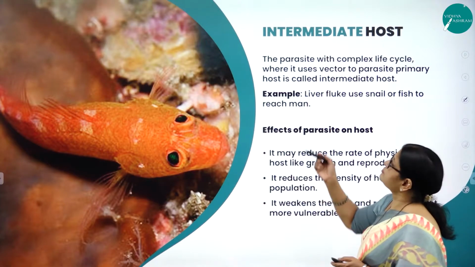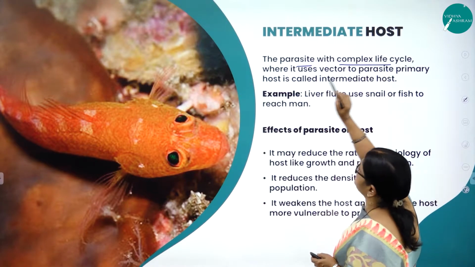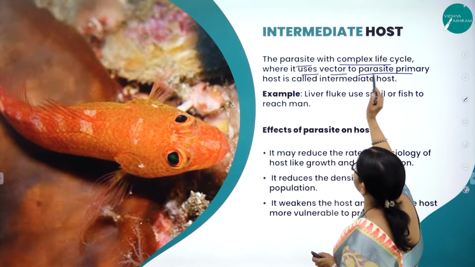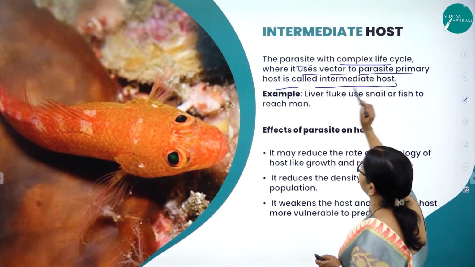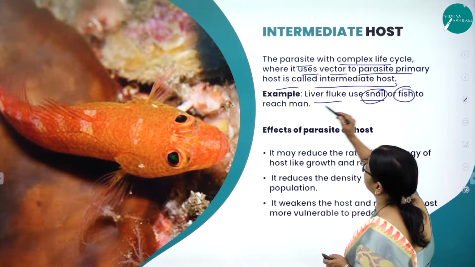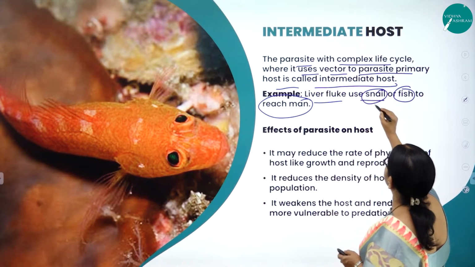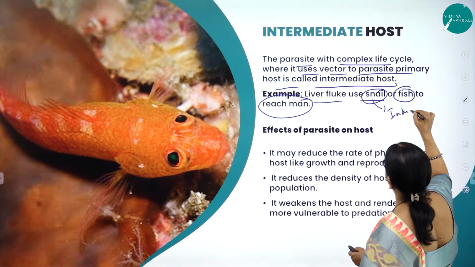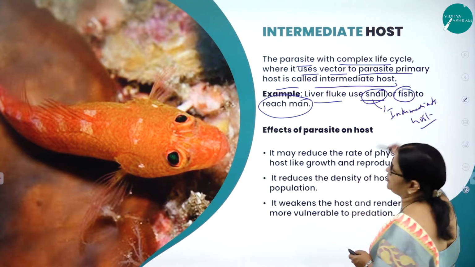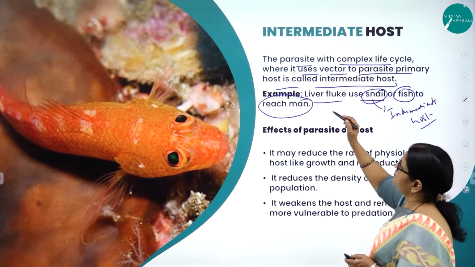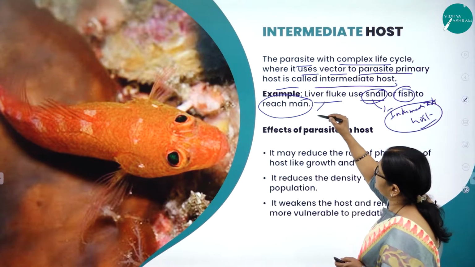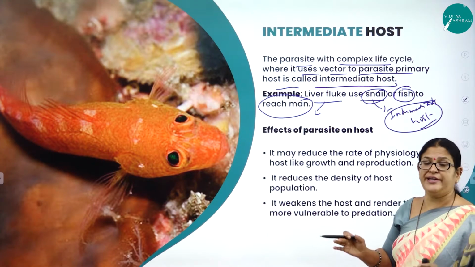Intermediate host. The parasite with complex life cycle, where it uses a vector to reach the primary host, is called as intermediate host. Like liver fluke uses snail or fish to reach man. See here, snail and fish is called as what? Intermediate host. This host is in between the liver fluke and man. In between. Intermediate means what?